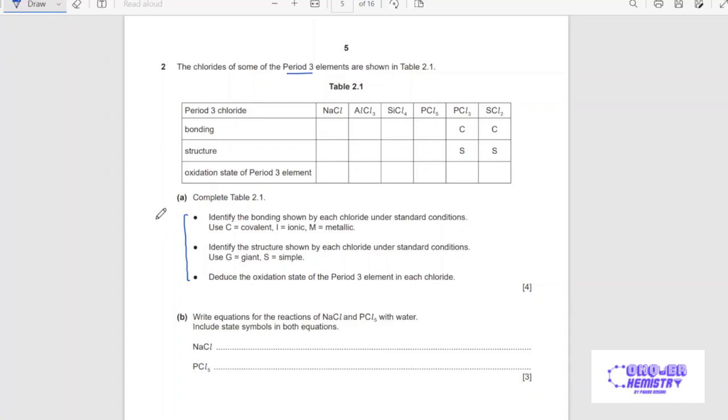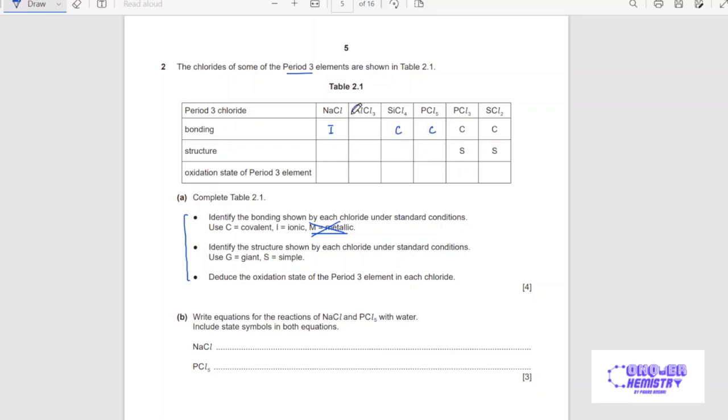Right. Now, over here we need to give the bonding as a letter: C for covalent, I for ionic, M for metallic. Now this M for metallic over here is just to confuse you. All of these chlorides, these are compounds, right? Metallic bonding only exists in metals, metallic elements, not compounds. So it's either going to be covalent or ionic, all right? Now for NaCl, this is definitely ionic, a metal and a non-metal. Silicon chloride and phosphorus pentachloride, these are going to be covalent.